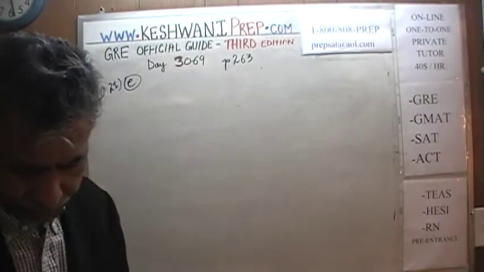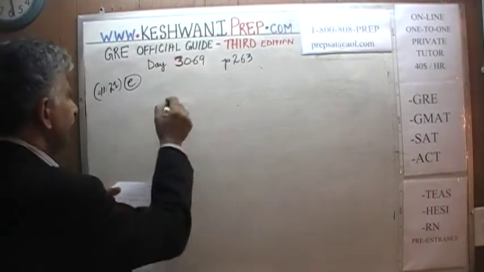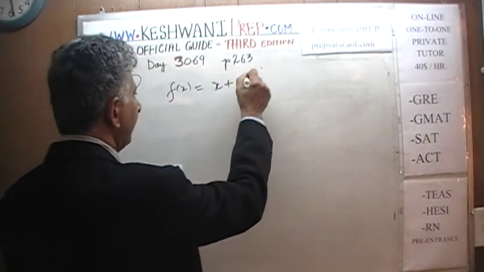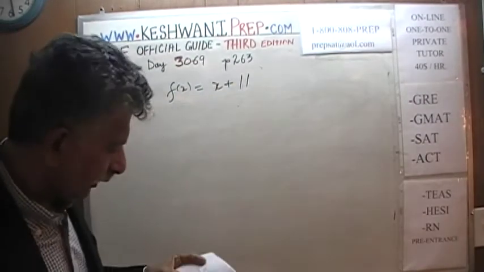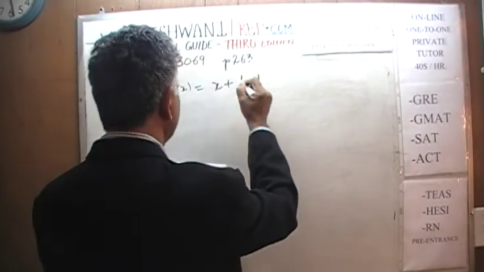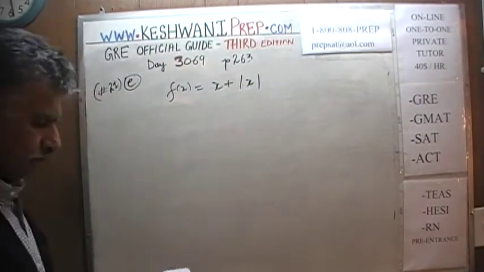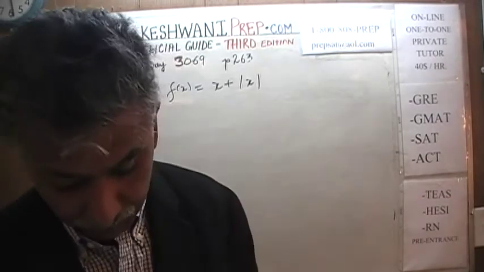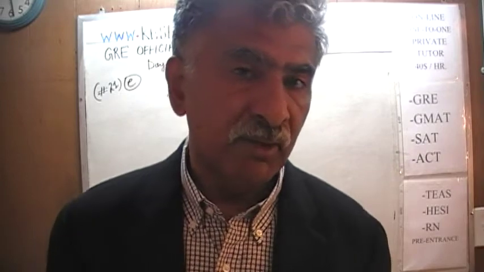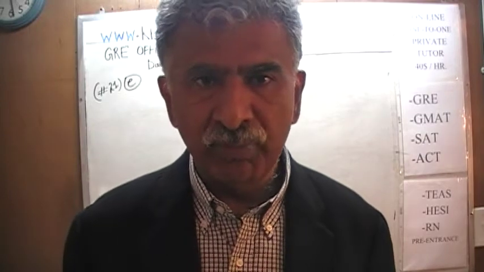Part E. Here we are given a function which looks something like this. F of x, we are told, is equal to x plus absolute value of x. And because we are dealing with absolute value, we're going to have to deal with two different scenarios separately. We're going to have to ask ourselves what happens when x happens to be positive and what happens when x happens to be negative.